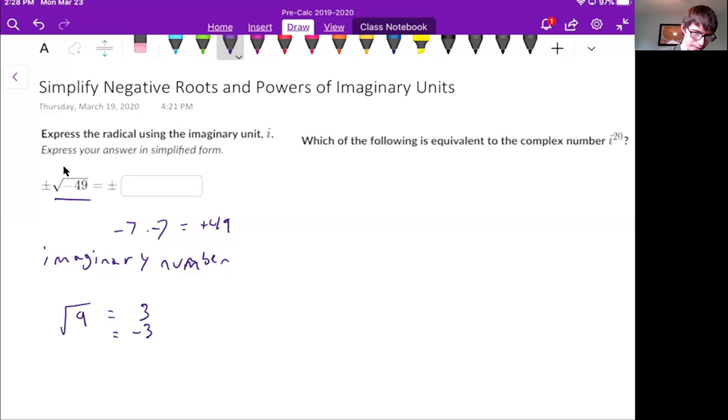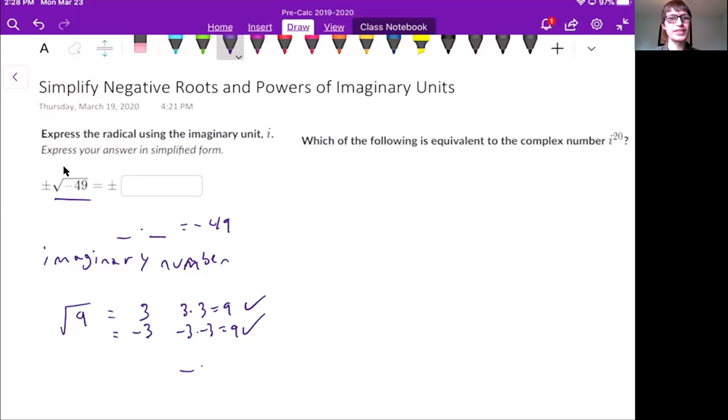So down here with the square root of 9, we said 3 times 3 is 9. So that checks out. And negative 3 times negative 3 equals 9. That checks out too. But up here we're saying what times what equals negative 49. And the problem is we just don't have a number for that, because no number times itself is a negative number.